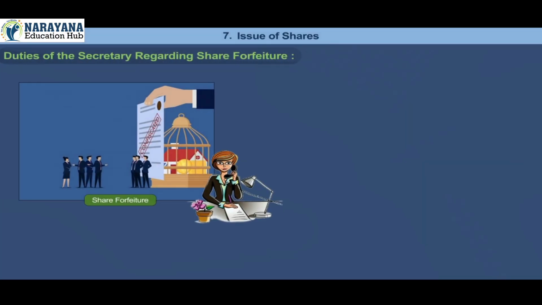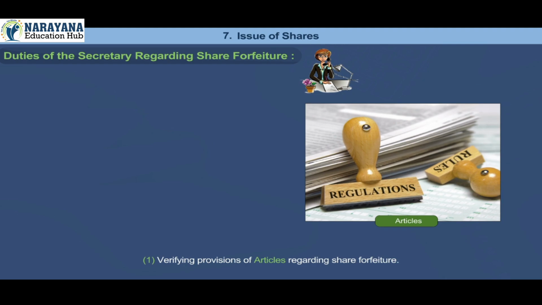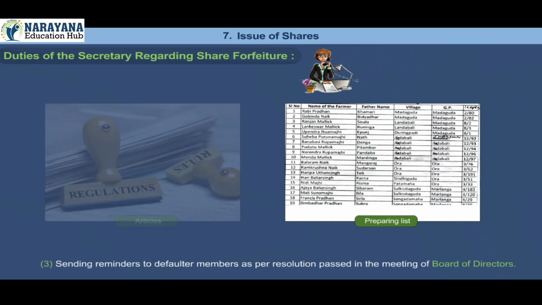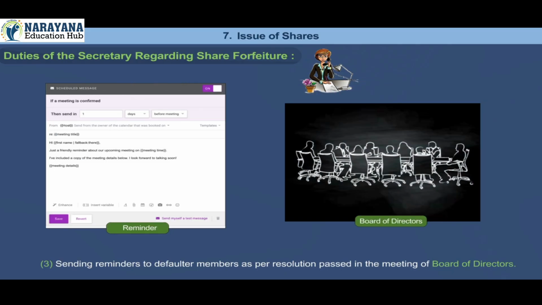Duties of the secretary regarding share forfeiture are as under. 1. Verifying provisions of articles regarding share forfeiture. 2. Preparing list of members who have not paid call on shares. 3. Sending reminders to defaulter members as per resolution passed in the meeting of board of directors.